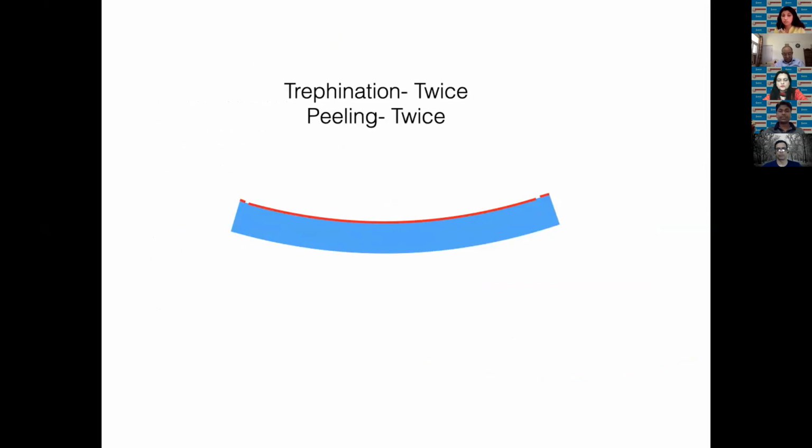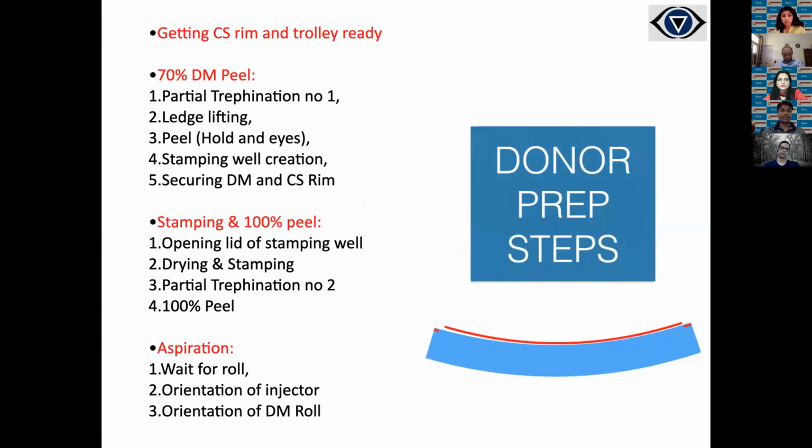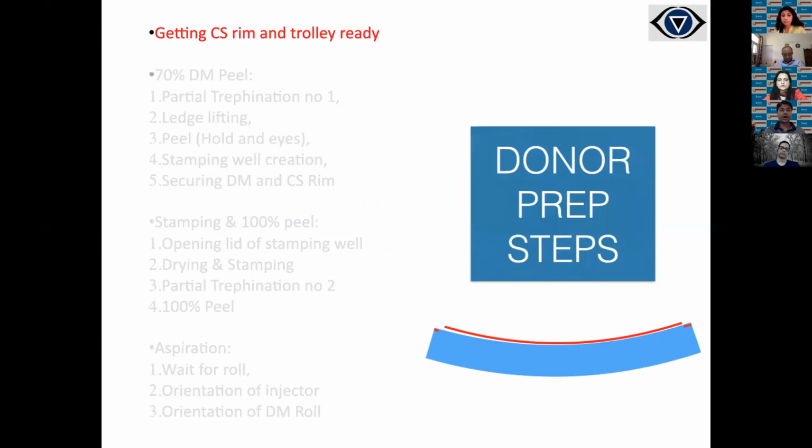So first will be the initial trephination, the peripheral one. Then we'll peel it by 70%, and then we'll do another trephination and then the final peeling. So 2 trephinations and 2 peelings will cover your whole DM donor preparation in DMEK. So once you are in OR, you'll have to make your trolley ready and ensure your rim is perfect.